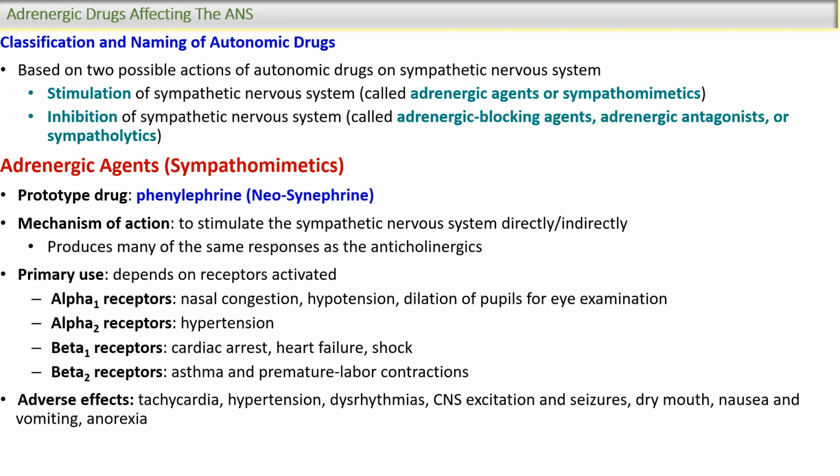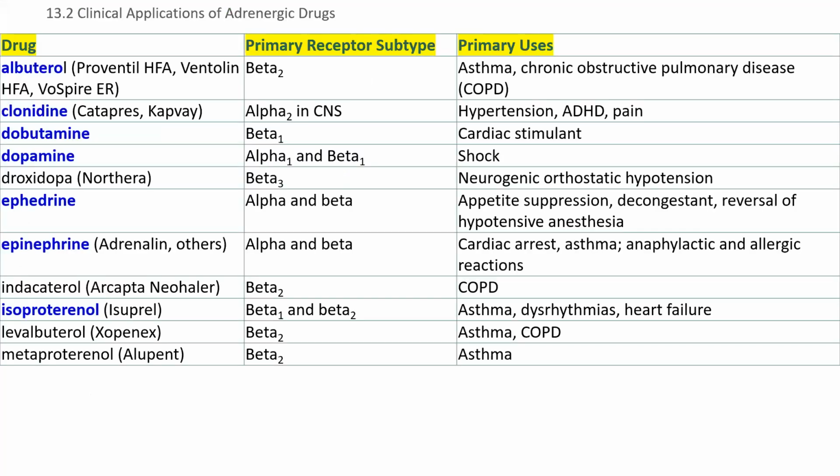Alpha 2 receptor activation is effective for hypertension. Beta 1 receptors are effective for cardiac arrest, heart failure, and shock. Beta 2 receptor activation is effective for asthma, premature labor, and contractions. So here we have different medications with the associated primary use.